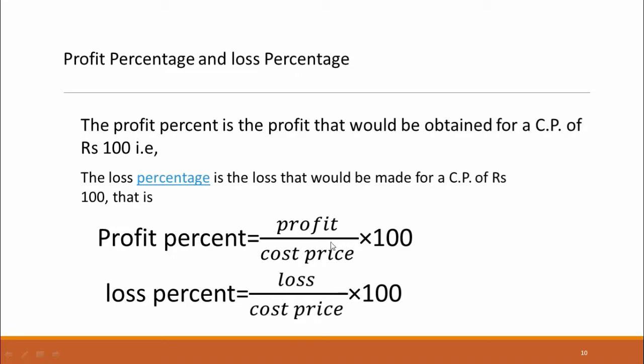This formula should be noted. Profit percent is equal to profit divided by cost price multiplied by 100, and loss percent is equal to loss divided by cost price multiplied by 100. So profit percent is the profit that will be obtained for a cost price of 100, and similarly loss percentage is the loss that will be made for a cost price of 100.